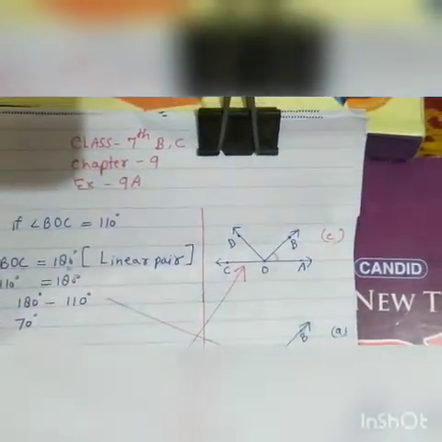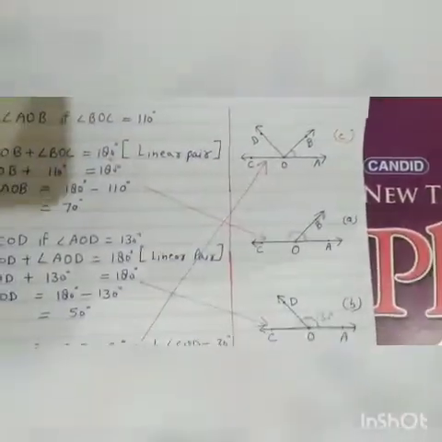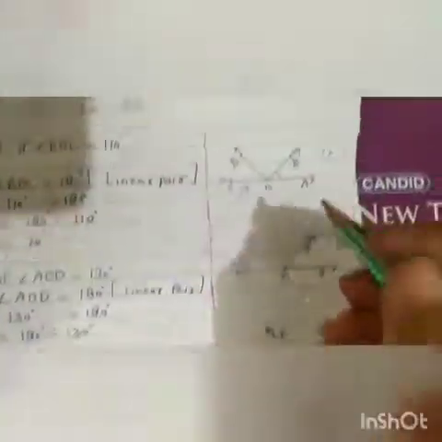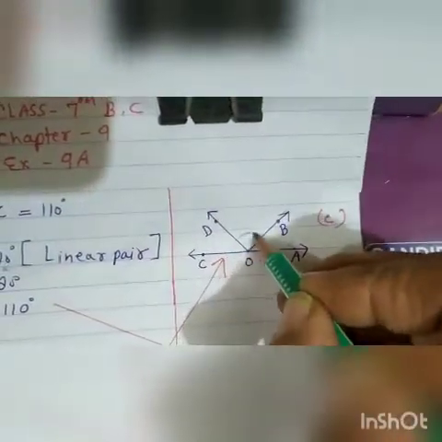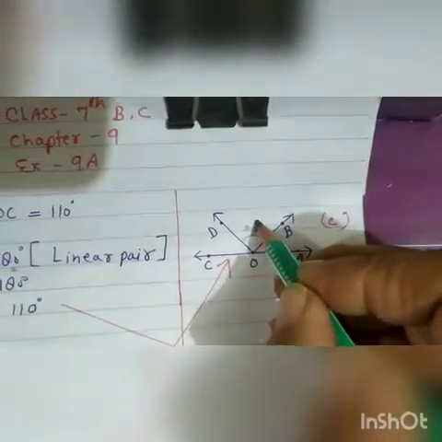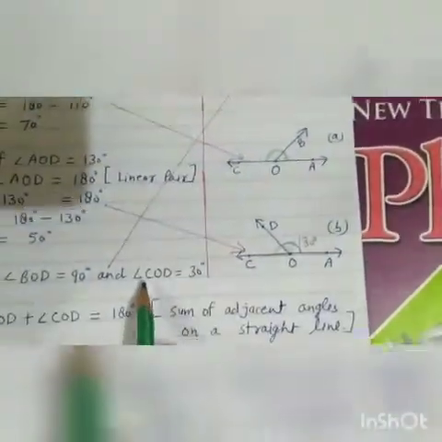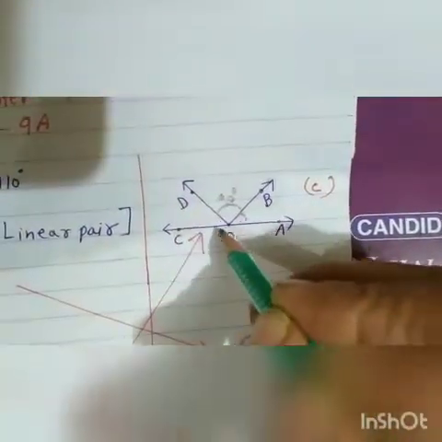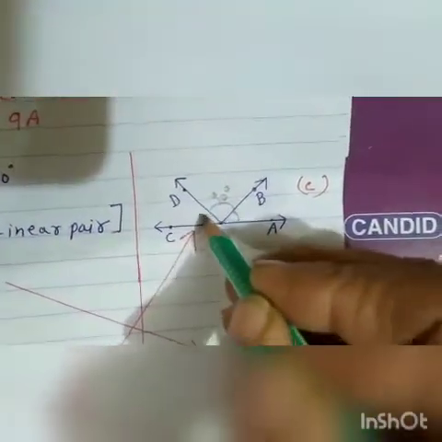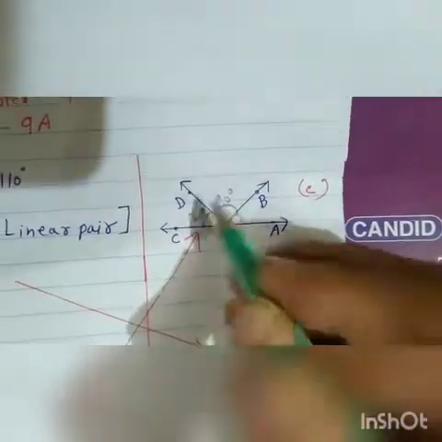Then second is angle BOD, which is equal to 90 degrees. Which is angle BOD? This one is 90 degrees. Then the third one, angle COD, is equal to 30 degrees. This is angle COD, this one is 30 degrees.